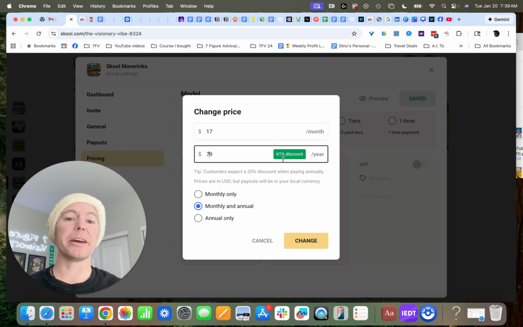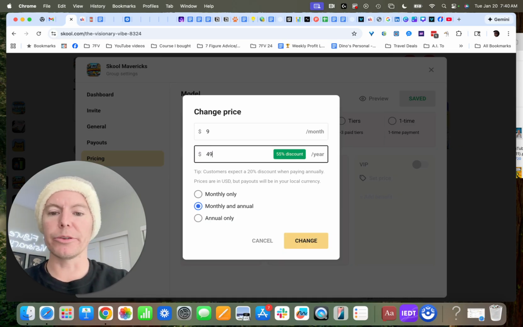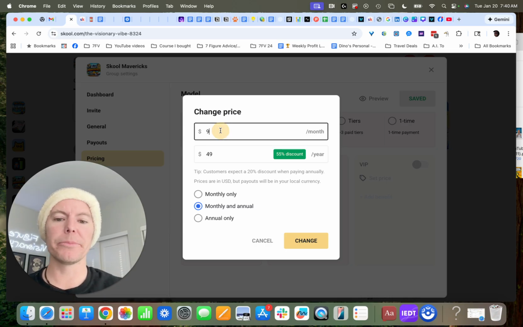I highly recommend your annual discount be beyond a 50% discount. That really incentivizes people to consider the annual payment option, and that's really what you want. But again, my favorite pricing structure to start with, and you can always raise your prices, which we are about to do as well, is to start with $9 a month or $49 a year and make sure your members know that they are grandfathering in this rate.